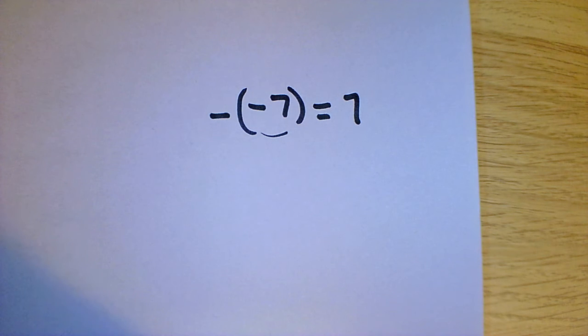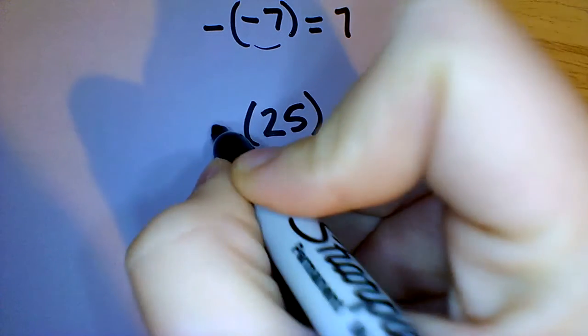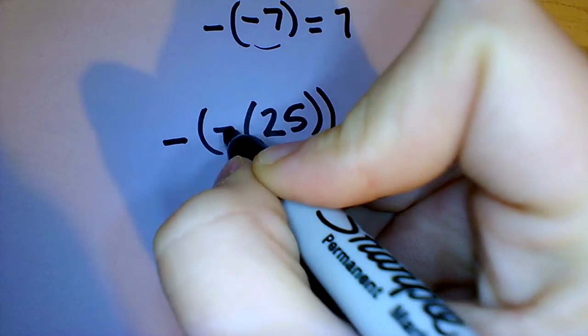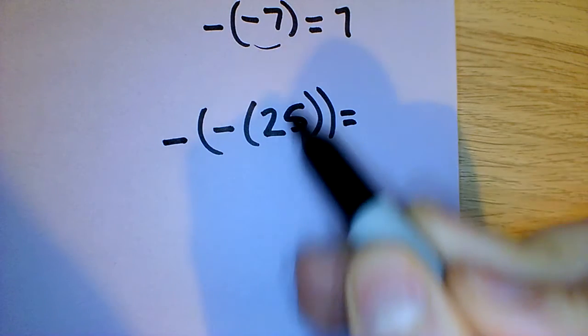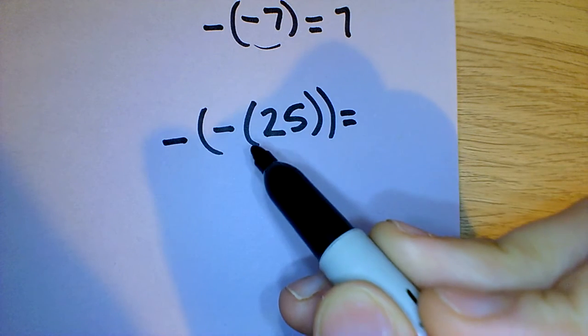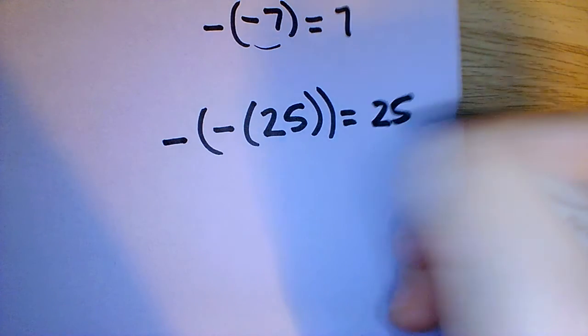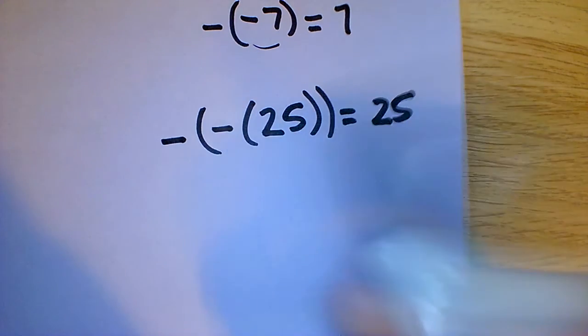Looking at part B, which equation represents the opposite of 25? Okay, so here's 25. Here's the opposite of 25. And here's the opposite of 25. The opposite of 25 is -25. And the opposite of -25 is +25. So the opposite of the opposite is exactly what we start with.